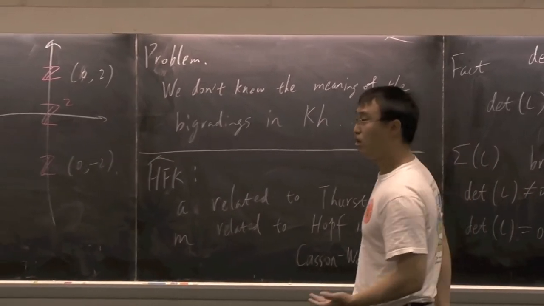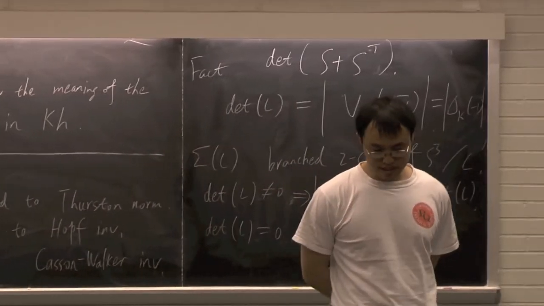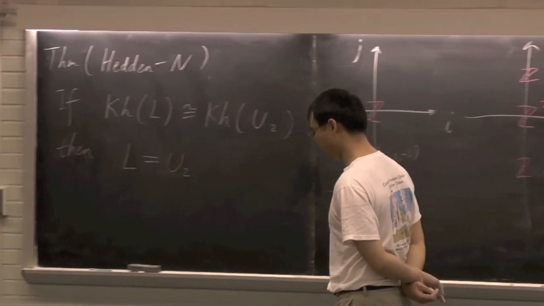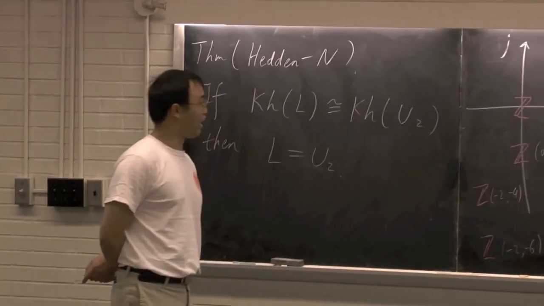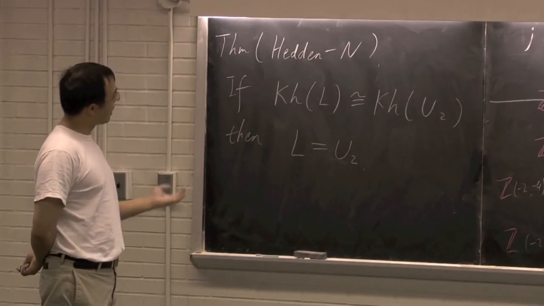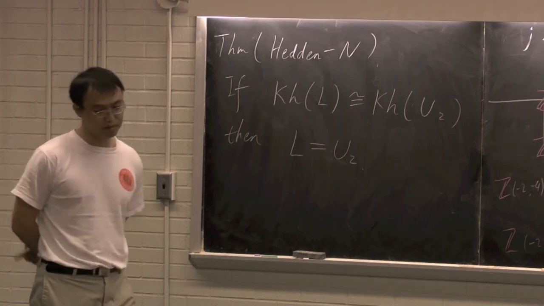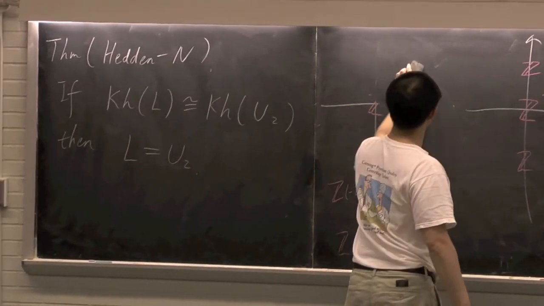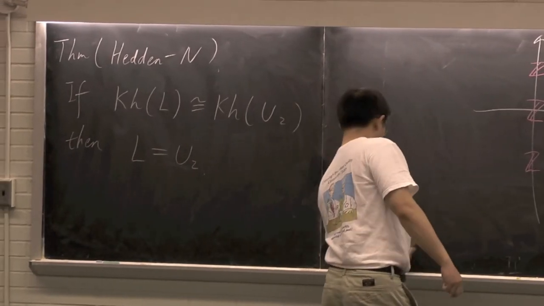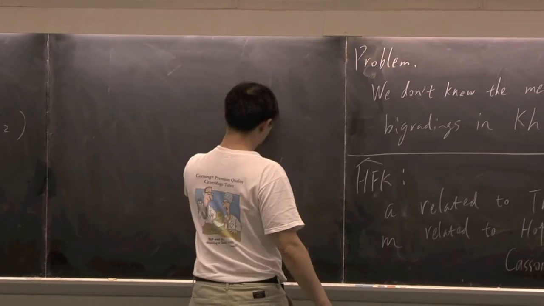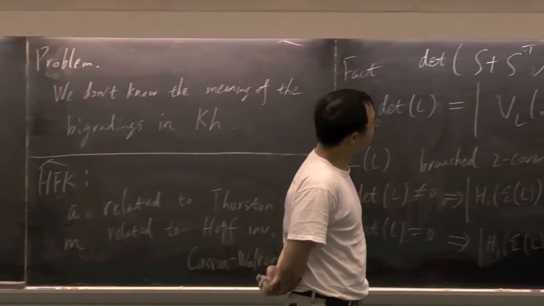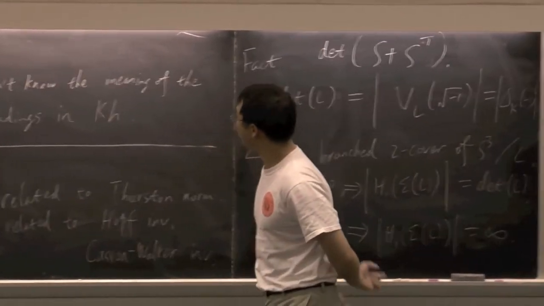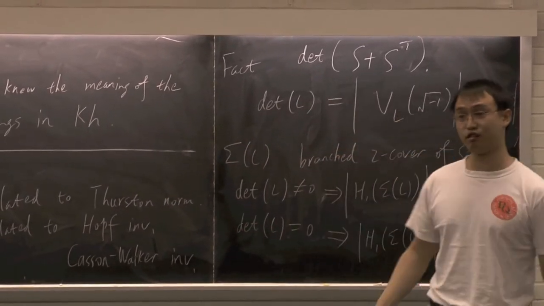For the two-component case, we have seen the example I drew here, the example of Thistlethwaite's link. So the example is a two-component link with the same Jones polynomial as the two-component unlink. So in this case, the Jones polynomial does not detect the two-component unlink. However, the Khovanov homology detects the two-component unlink. So that's a theorem we proved a few years ago. All right. So now, for the case of general n-component unlink, the problem is that we don't know how to extract the topological information from the bigradings.